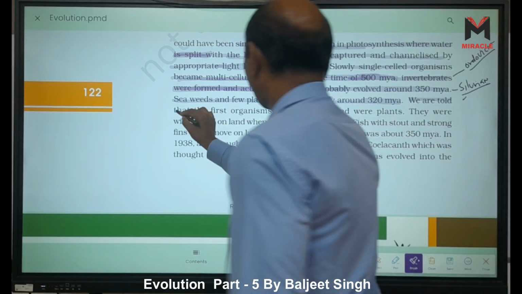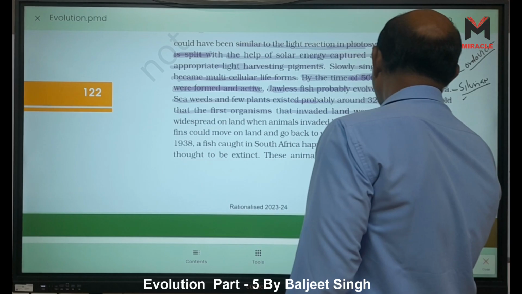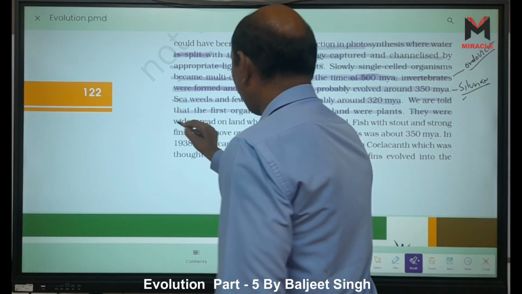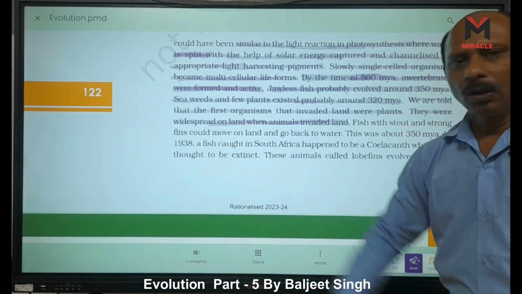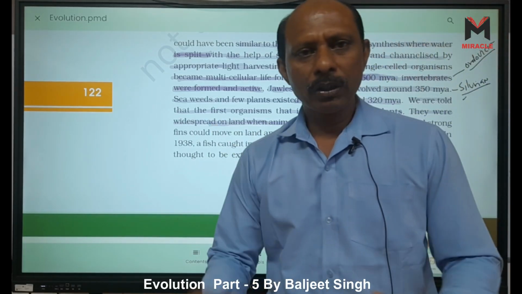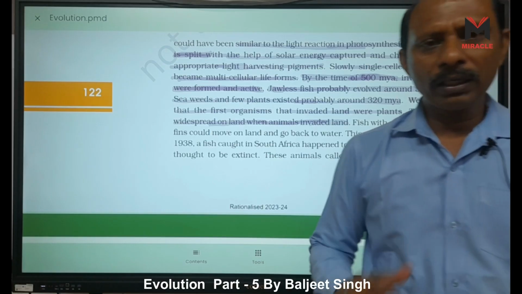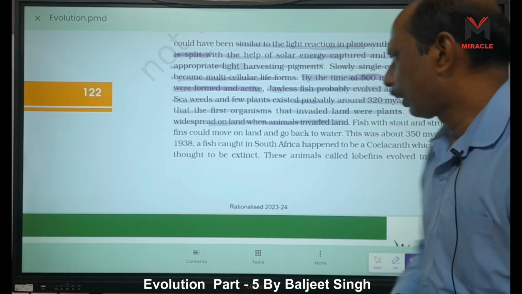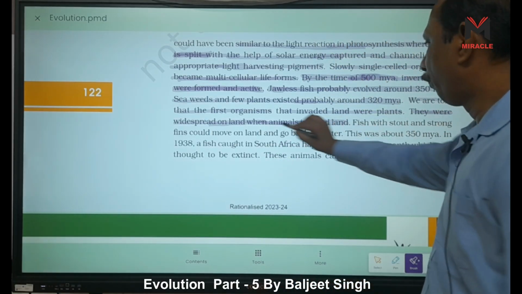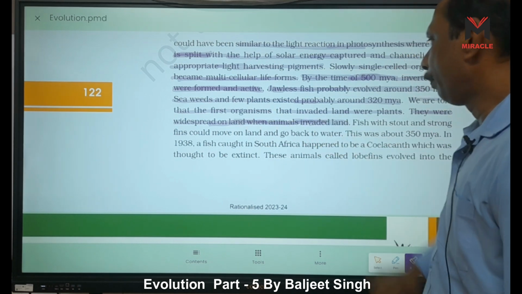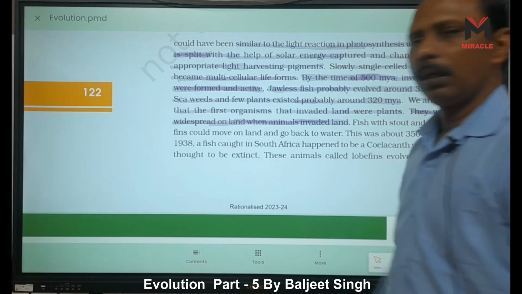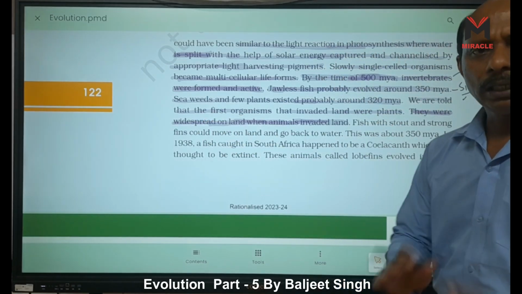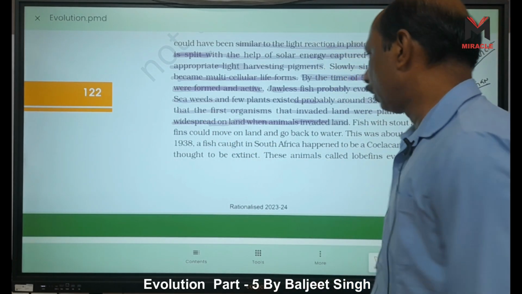We are told that the first organisms that invaded land were plants, and they were widespread on the land when the first animal invaded the land. First, what happened? Plants means they are food. So first, food forms on the land. Then the first animal goes there, right? So before the first animal landed on the land, the plants were widespread. They were fully developed on the land.